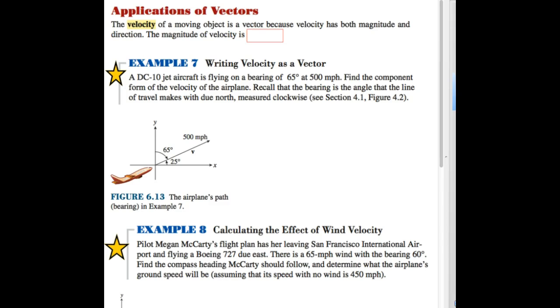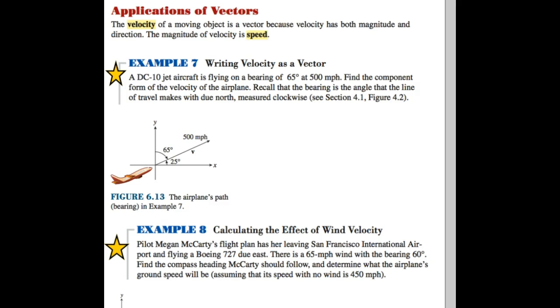All right, the last little bit that we have for section 6.1 deals with some applications of vectors. First statement here, it says the velocity of a moving object is a vector because velocity has both magnitude and direction. We refer to the magnitude as the speed. Okay, so when we talk about a vector representing velocity, the length of the vector is an indication of the speed that whatever the object is moving at.